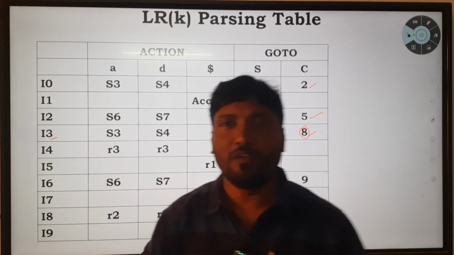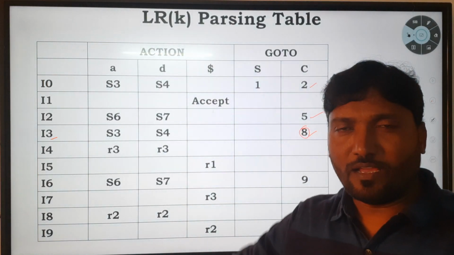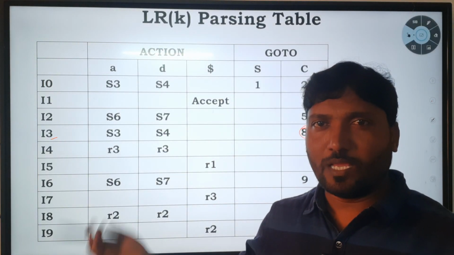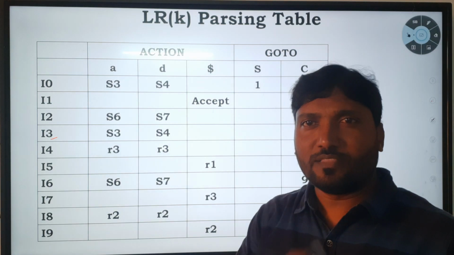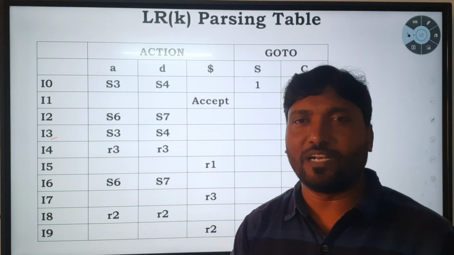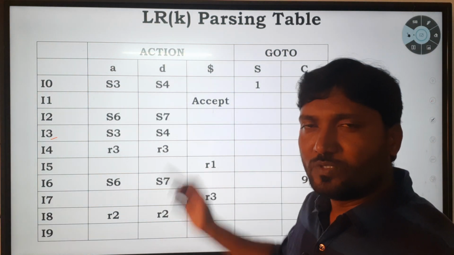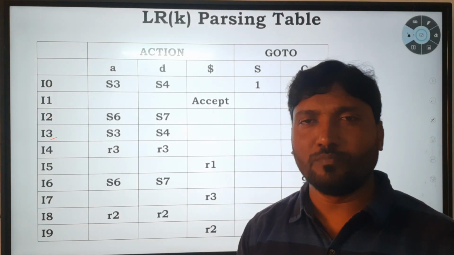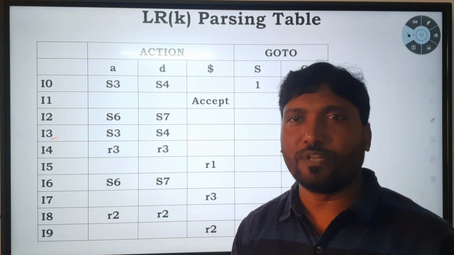So this is how we can fill the goto table and action table. With the help of the canonical set of items, in the action table we have to fill the shift and reduce functions. In the goto table we have to fill all the non-terminal symbols after the dot in each and every item.